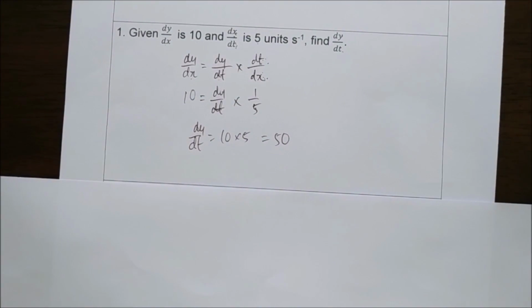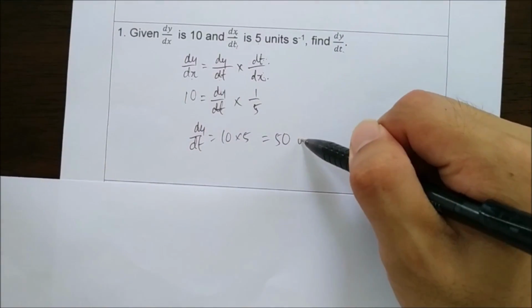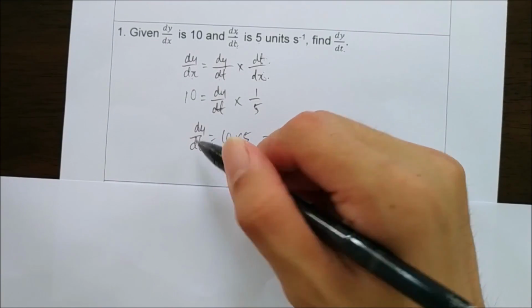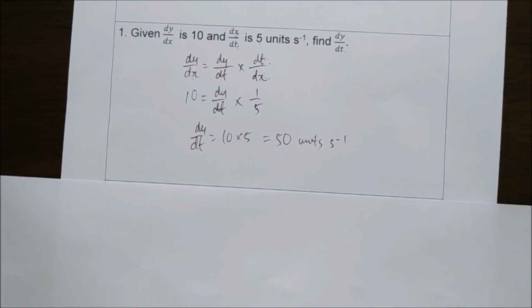If you want to know what the units are, we don't know the unit of y, so it's just units. T is time, given here in seconds, so it's units per second. But you don't have to include units as a final answer for this case.